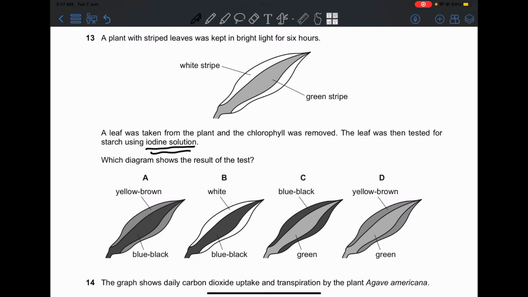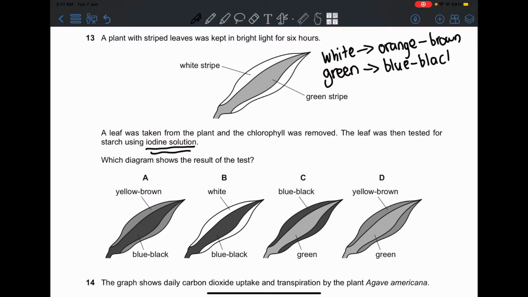Now, we know that any white over here will turn to orange-brown. That's because iodine is actually orange-brown in color alone, so any white will actually leave it with the color of the iodine. Now any green will react and will cause a blue-black color. So any part that is colored white should be orange-brown, and any part that is colored green should be blue-black.